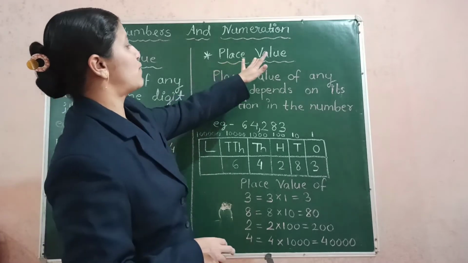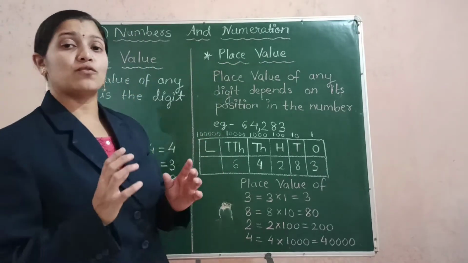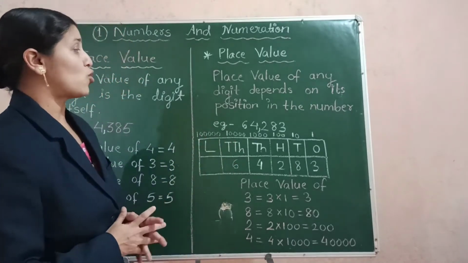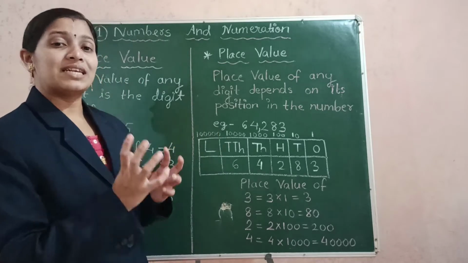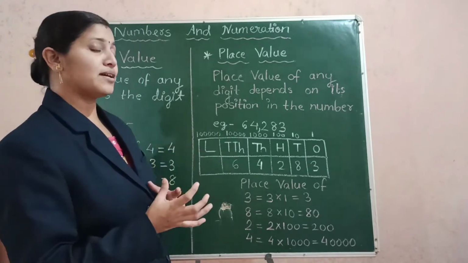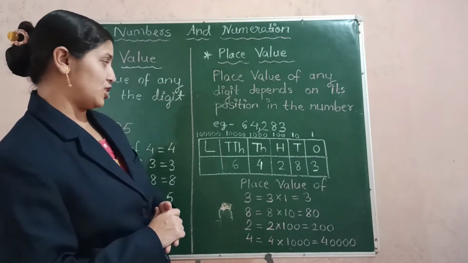So, what is place value? Place value of any digit depends on its position in the number. So, the position of that digit in the entire number tells us about the place value of that digit.